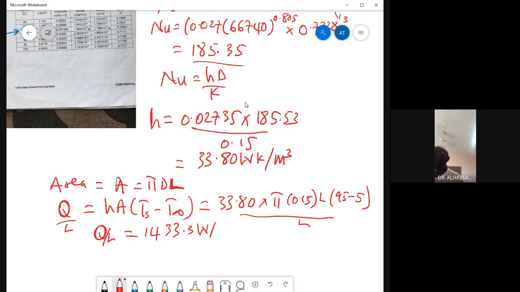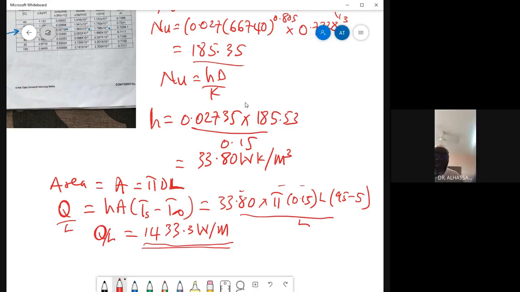watts per meter. Maybe somebody can help me cross-check this multiplication by pi times 0.15, and then this. But according to my calculation, this is what I got. So let us move on.